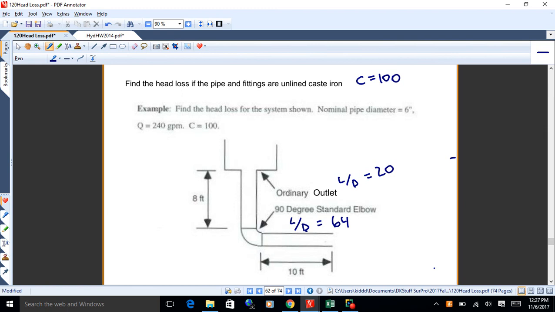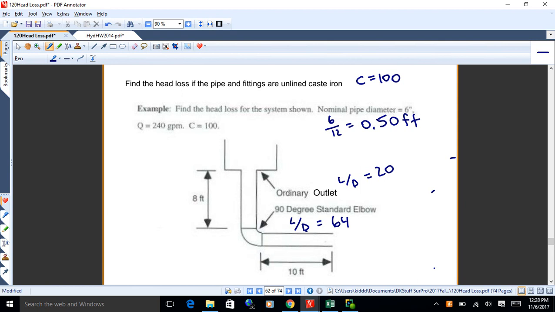All right, now we've got a 6-inch pipe here. Where's the 6-inch on there? Am I looking at the wrong thing? Oh, it's in the written problem statement. Yeah. Now, the one thing you want to do is get the diameter into feet.